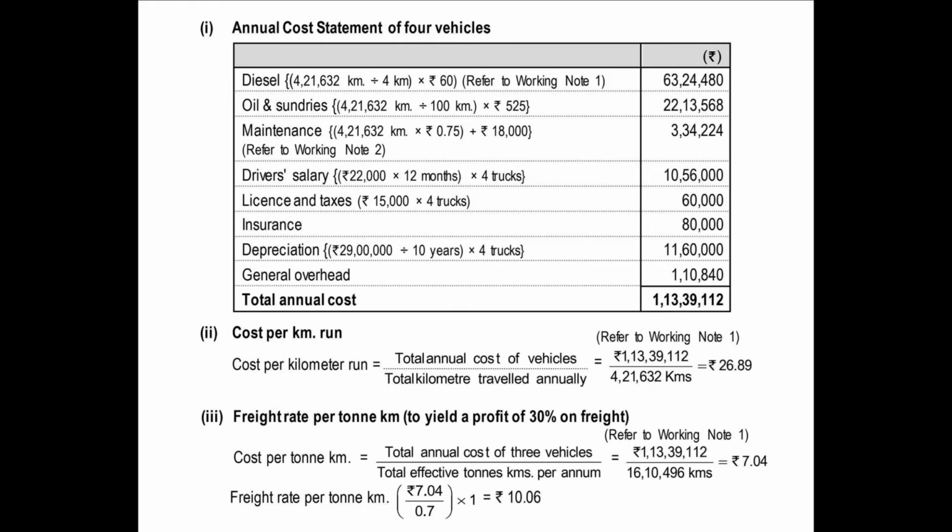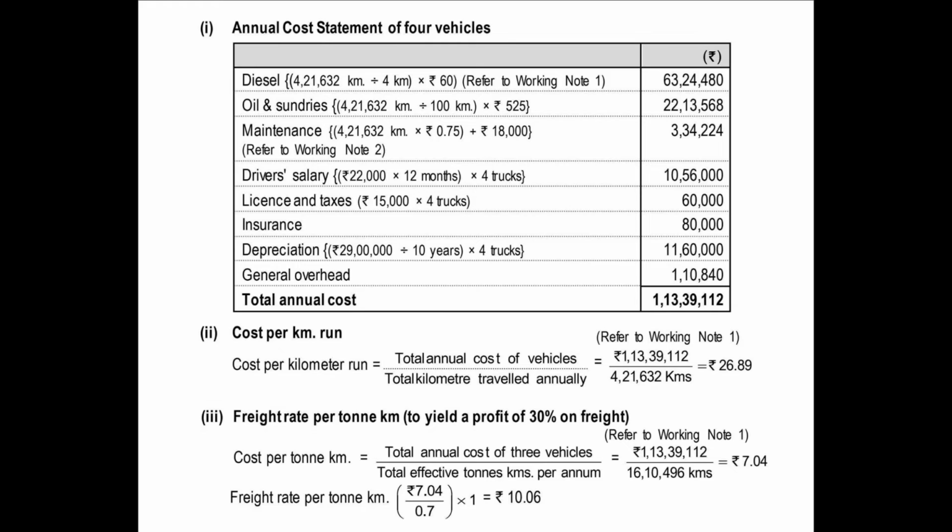Why? Driver salary per month is given. That should be multiplied with the number of months. So per truck is given. That should be multiplied once again with the number of trucks. So 22,000 into 12 months into 4 trucks. Go to the outer column. Update 10,56,000.